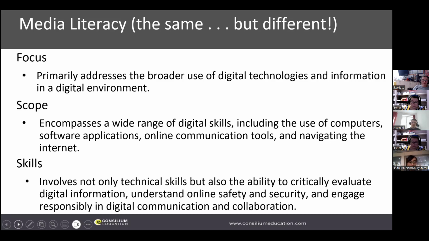Again, staying with media literacy, I think the scope encompasses various forms of media, such as newspapers, television, radio, film, and all digital platforms. It addresses the techniques used in media production and the impact of media, both on individuals and society. The skills for media literacy, I think, involves the ability to deconstruct and interpret media messages, to recognize media biases, and understand the influence of media, again, on culture and public opinion.